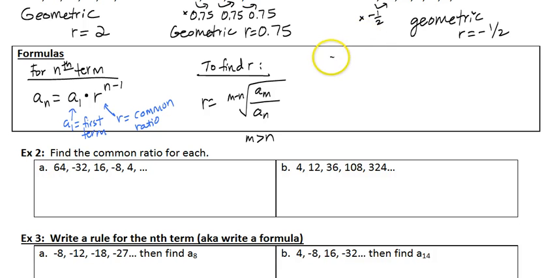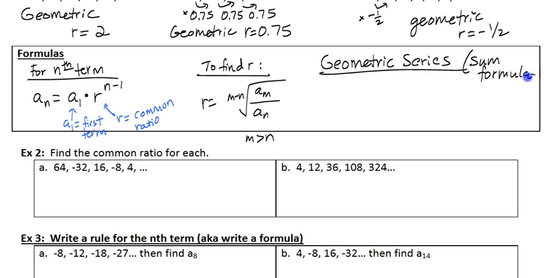And then we'll put in this same box the geometric series or sum formula that we will be using later on in this lesson. So here it is, S sub n equals a sub 1 times 1 minus r to the n over 1 minus r.